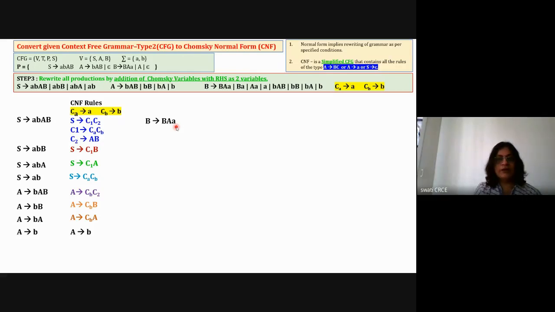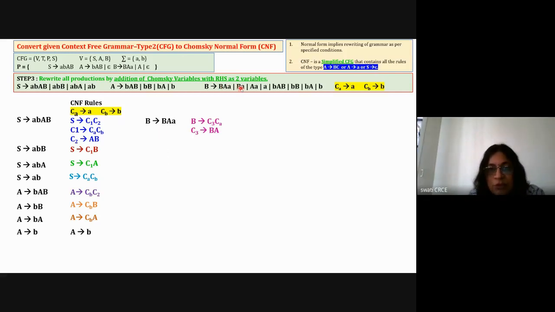So I'll use another variable C3. I have my numbers done till C1, C2. I am taking a new number C3 and I'll say that B is equal to C3A where C3 is equal to BA. Okay, here also left hand side single, right hand side two variables. So C3, a new variable, is added.